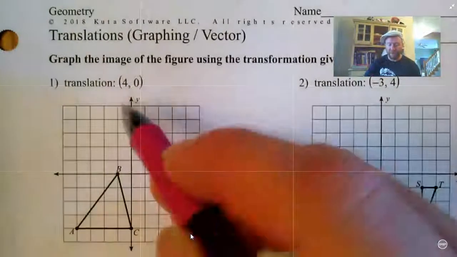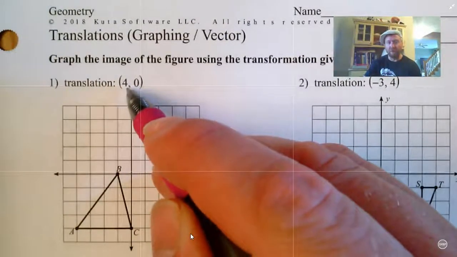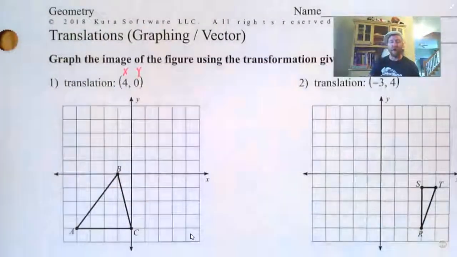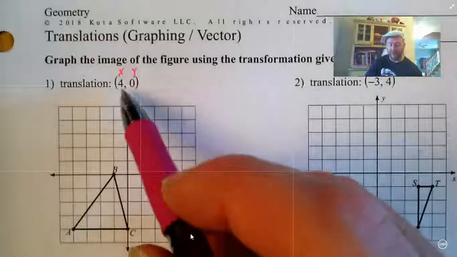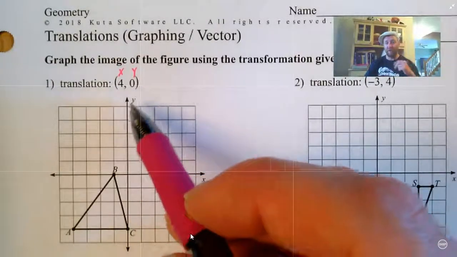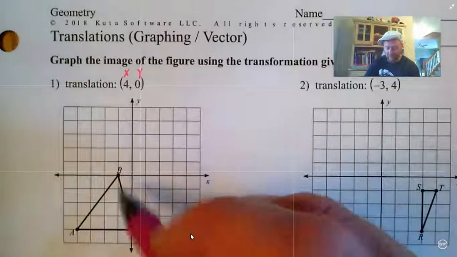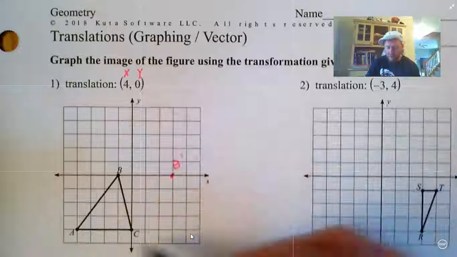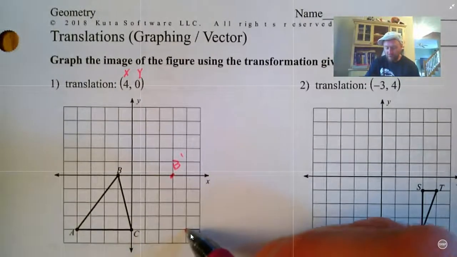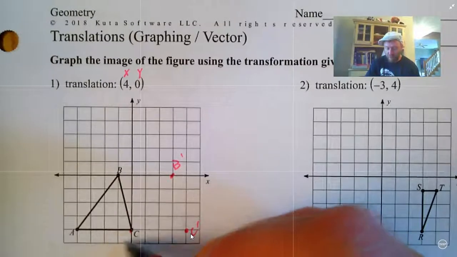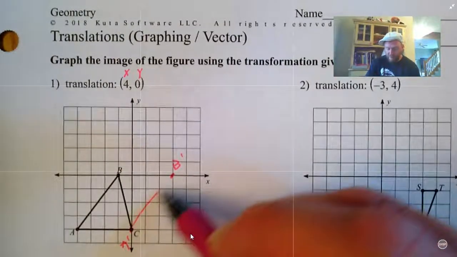All right, so this tells us to move 4 spaces to the right. This is like the x change and the y change. So in the x direction, we're going to move a positive 4. That's 4 to the right. In the y direction, up, down, we're not going to move at all. So we take B and we go 1, 2, 3, 4. B prime. C, 1, 2, 3, 4. C prime. A, 1, 2, 3, 4. A prime, and we'll connect them.